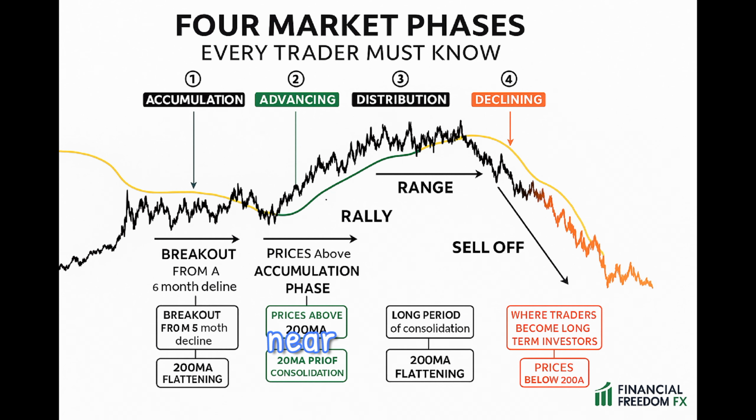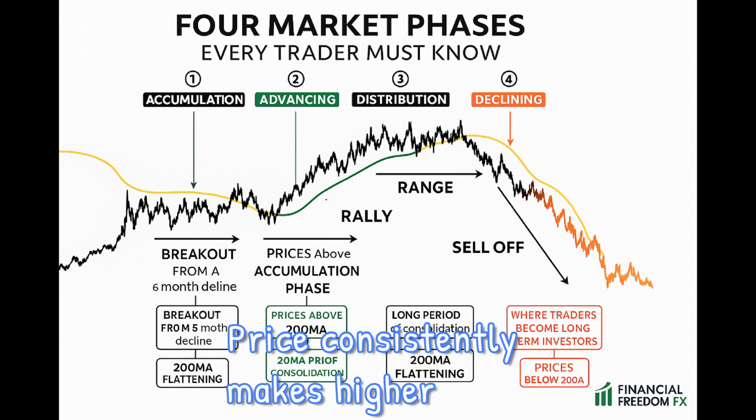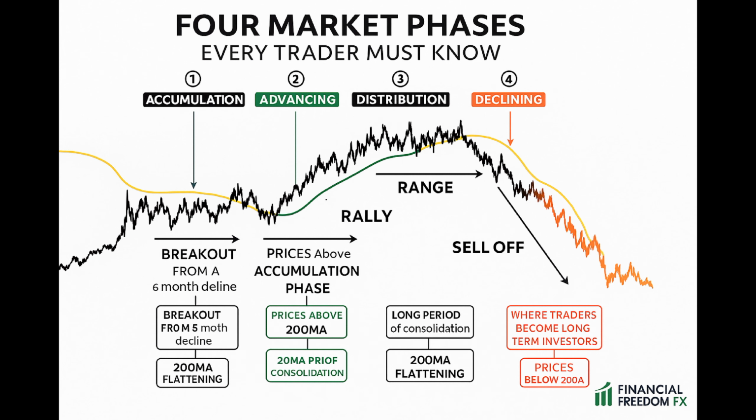Once accumulation ends, we enter the advancing phase, a sustained uptrend. This is where the markup begins. Price consistently makes higher highs and higher lows. The 200 EMA turns upward, confirming the trend. Volume increases, and more traders start noticing. Retail investors begin entering as the media talks about the new bull market.